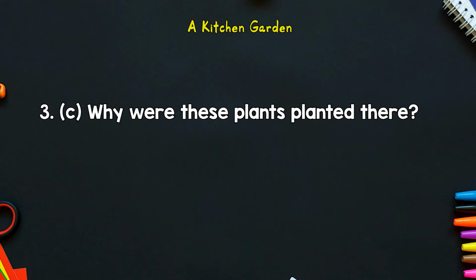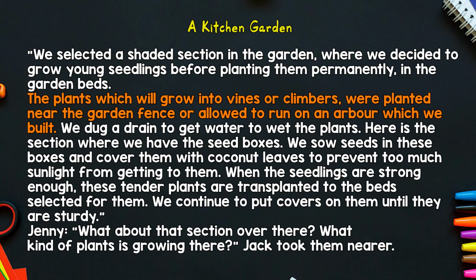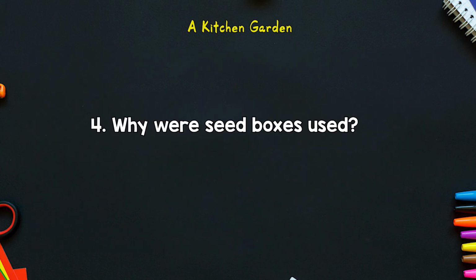Now, why were these plants planted there? Again, you look back to the passage and you will see at the top it says that the plants that will grow into vines and climbers are planted near the garden fence. So that is the reason why the corilla and squash were allowed to grow next to the fence or on an arbor. And the final question, why were seed boxes used?